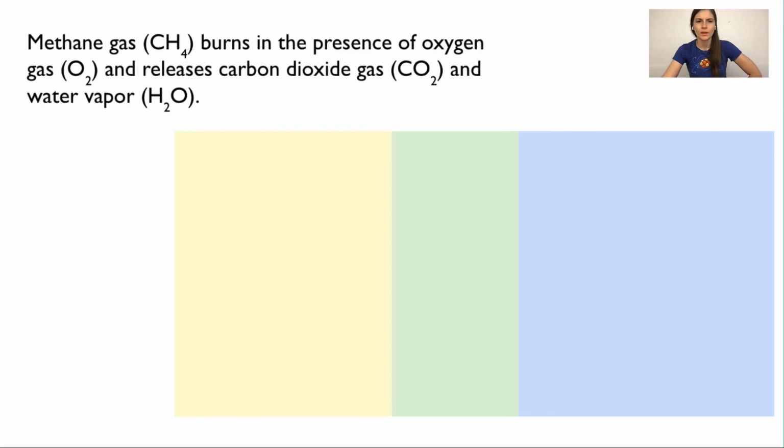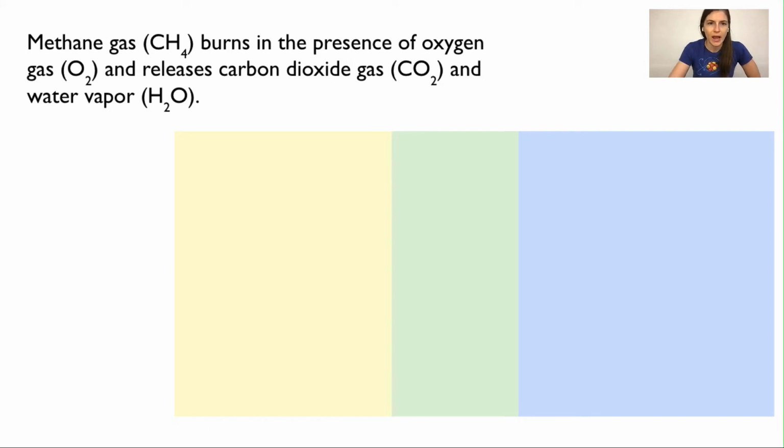Let's look at a third example. Methane gas burns in the presence of oxygen gas and releases carbon dioxide and water vapor. This is methane. This is one of the most potent greenhouse gases that is a huge contributor to man-made climate change. We can see here that when methane combusts and burns in the presence of oxygen, one of the products is CO2, carbon dioxide.